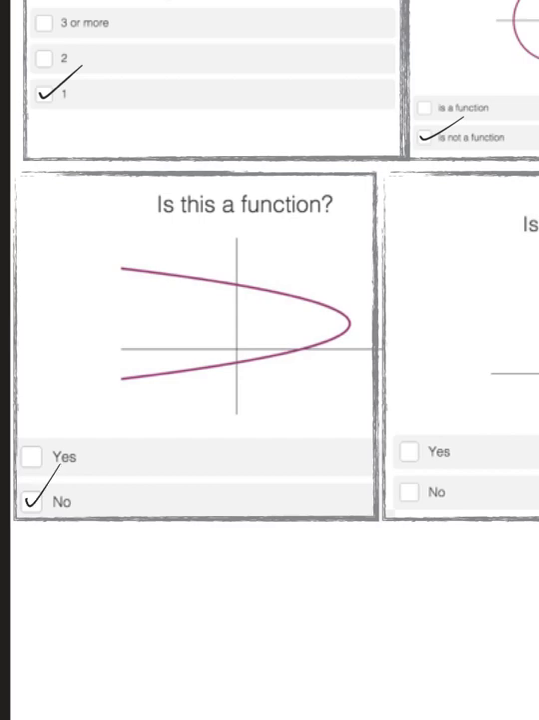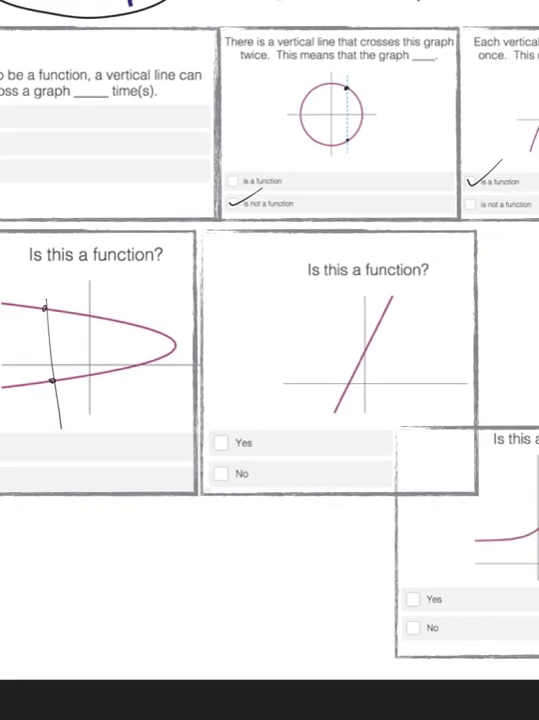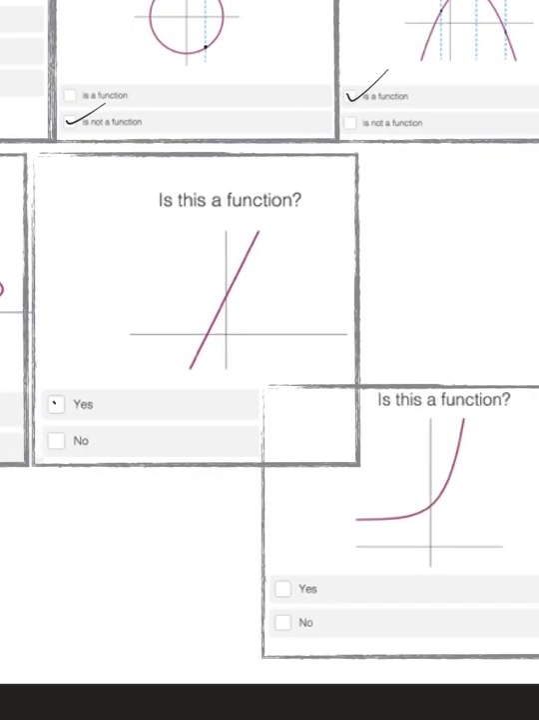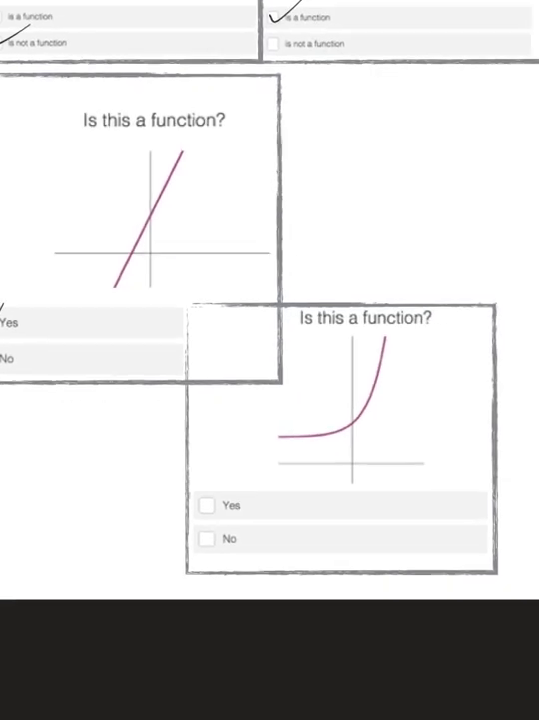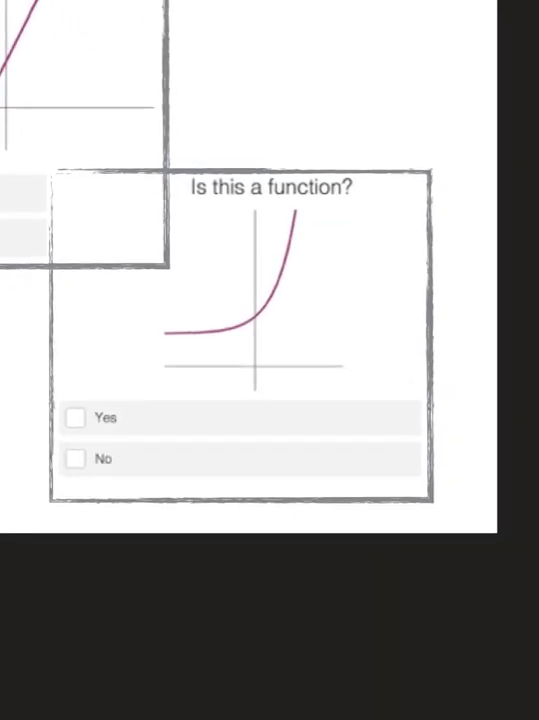This is not a function. My vertical line can hit this twice at the same time. The last one, is this a function? Yes, almost every line is a function unless it is a vertical line. The last one, this is an exponential function. Even though this is going to get really, really steep, it will never have a spot where a vertical line touches it twice, so we're going to say yes.